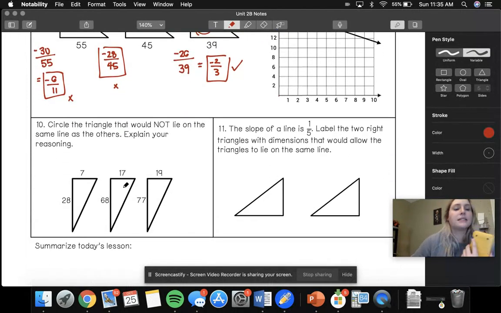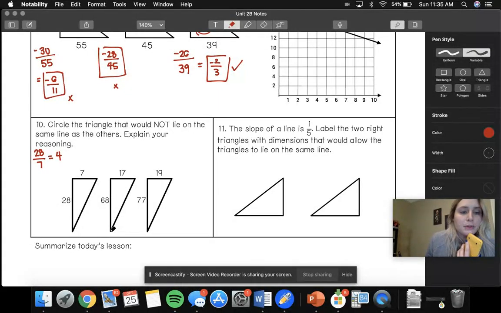All right, number 10 says, circle the triangle that would not lie on the same line as the others. So we have 3 triangles. We have to figure out which one would not be a part of the same triangles. So let's just start off with this first one. This one has a rise of 28 and a run of 7. So 28 over 7 is equivalent to 4. So let's see if any of the other ones have a slope of 4.